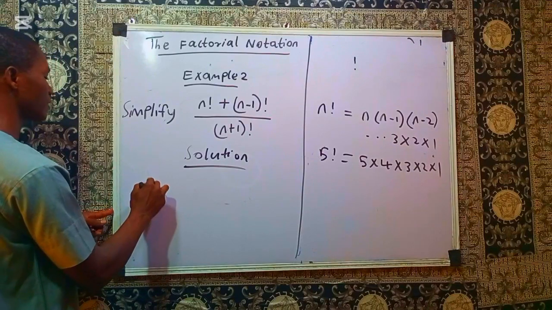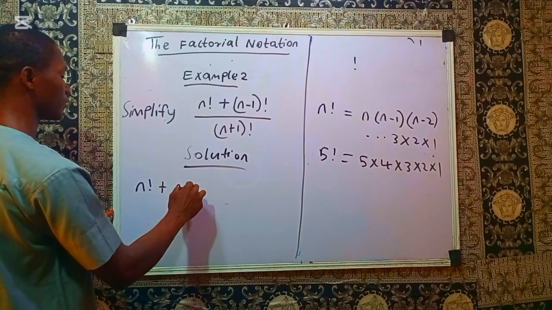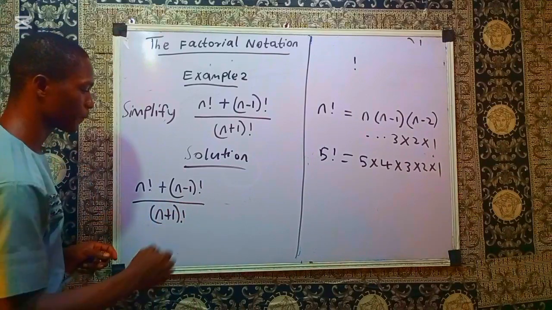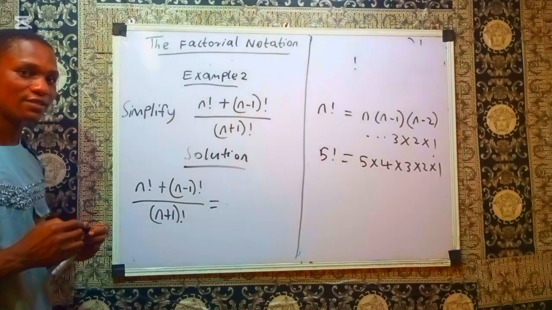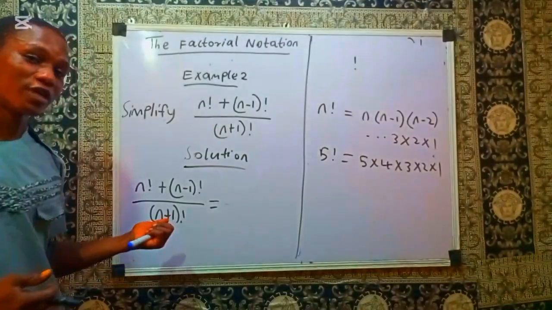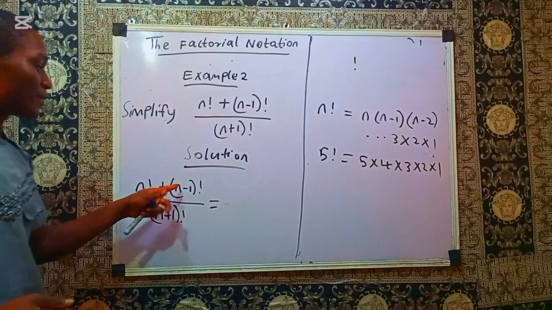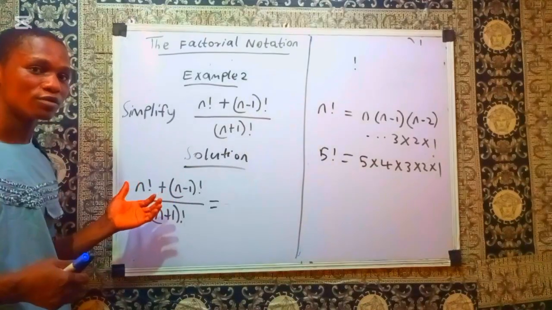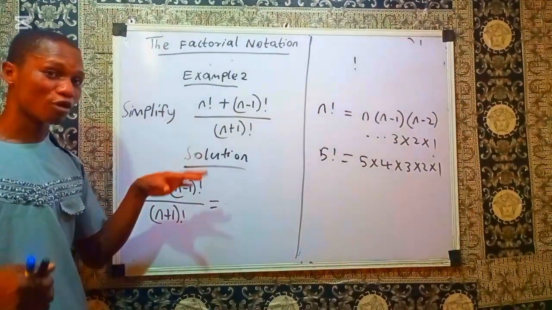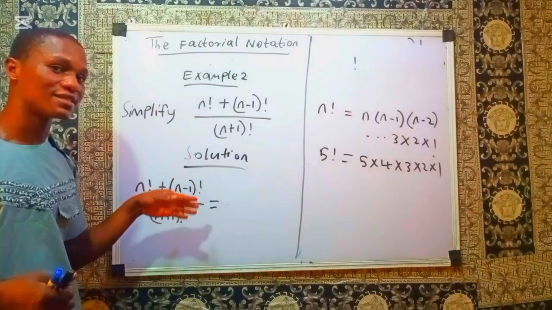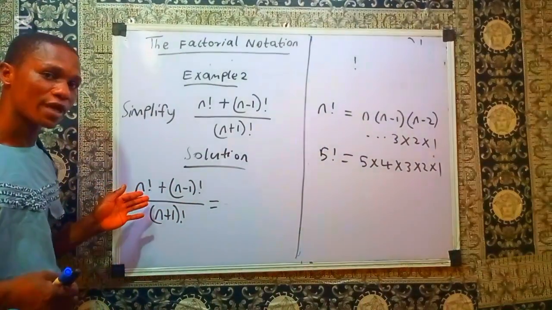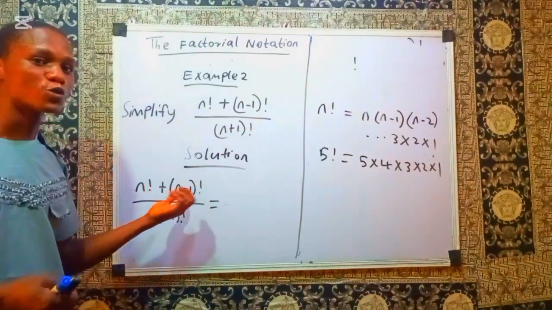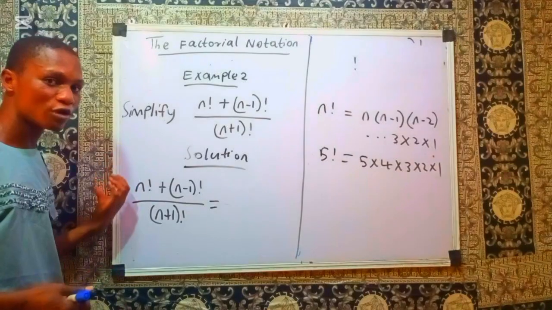So we have n factorial plus n minus 1 factorial divided by n plus 1 factorial. So the question is, how do we simplify this? We have n plus 1 factorial down here. We have n factorial plus n minus 1 factorial at the numerator. If you look at the numerator, the one that is smaller is what? N minus 1. N minus 1 is smaller than what? N, right? N minus 1 is smaller than n. So n minus 1 factorial is smaller than n factorial. So what we can factor out from the numerator is the smaller one.